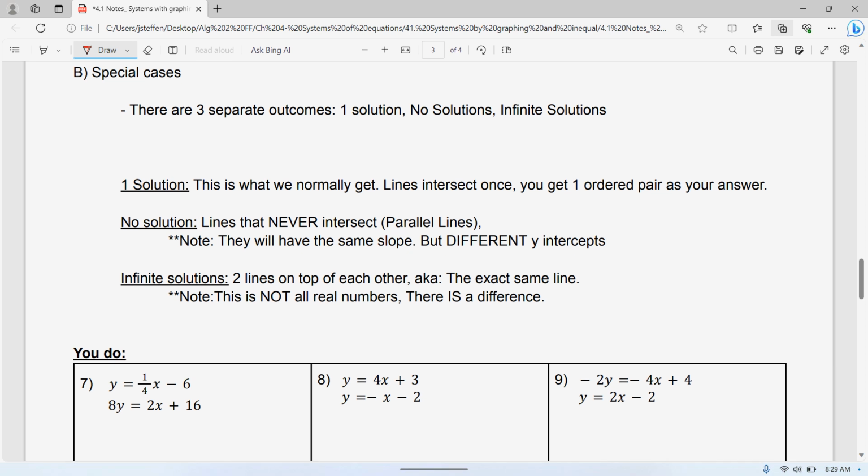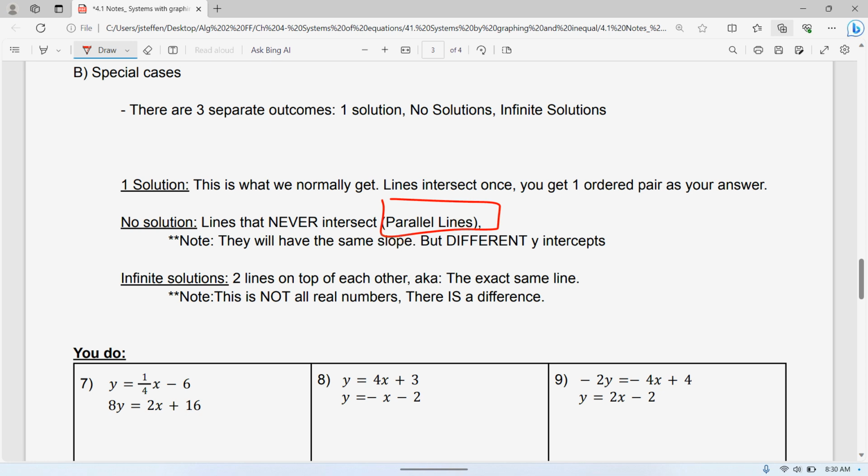Now again, think of it this way. We're trying to figure out where the lines intersect. So if they never intersect, then there is no solution. So if the lines never intersect, that means there is no solution. Now, one way to look at this is they will have the same slope. We talked about that earlier.